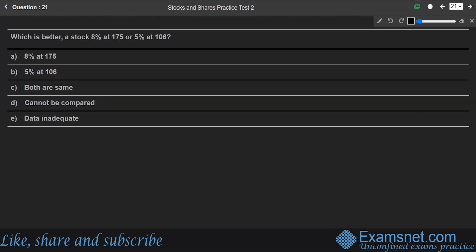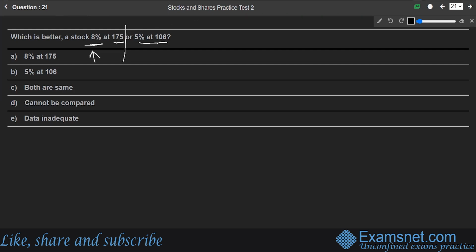Now the question says, which is better, a stock 8% at 175 or 5% at 106? So we have to compare these two schemes. In the first scheme, he says the stock is available at 8%, that the dividend value is 8% at 175 and the market value is 175, and the other scheme says 5% dividend being offered on each share and the market value of the share is 106 rupees. So we have to compare.